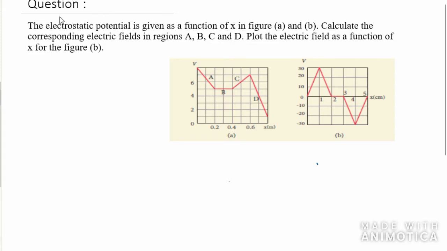The question is, the electrostatic potential is given as a function of x in figure A and B. Calculate the corresponding electric fields in regions A, B, C and D. Plot the electric field as a function of x for figure B. First, we will do for figure A. We have to calculate the corresponding electric fields in regions A, B, C and D.